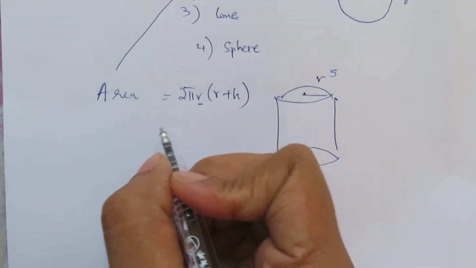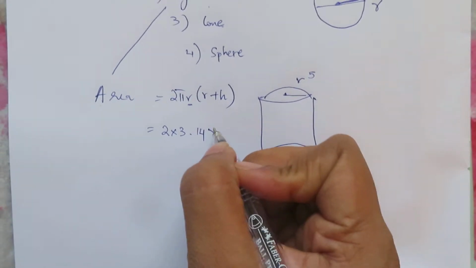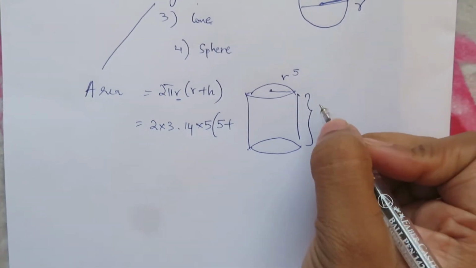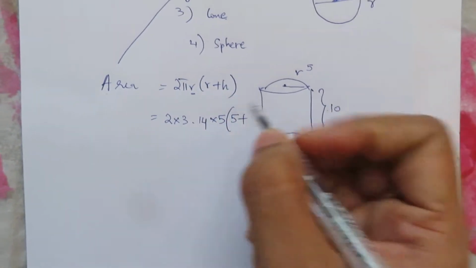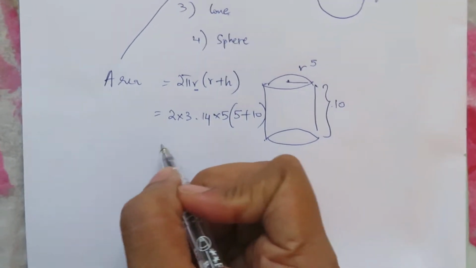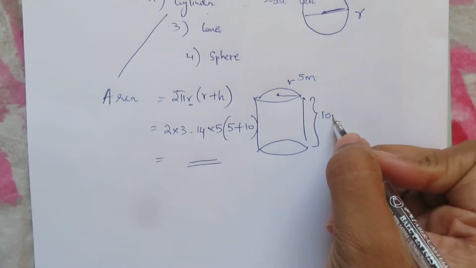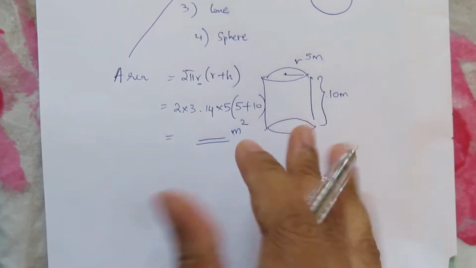If it's given as 5, what will you substitute? 2 into 3.14 into 5 into 5 plus. Now the height of the cylinder is always vertical height, the one that stands straight. So if it's given as 10, you put 10 over here. You find the answer. Check what is the unit given here. Suppose it's all 5 meter, 10 meter, then the answer will be in meter square.